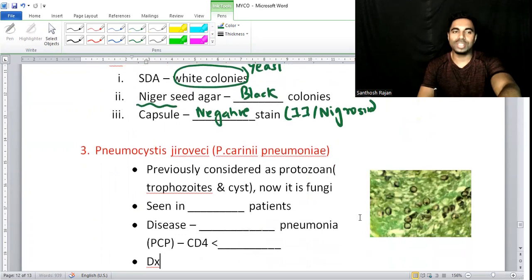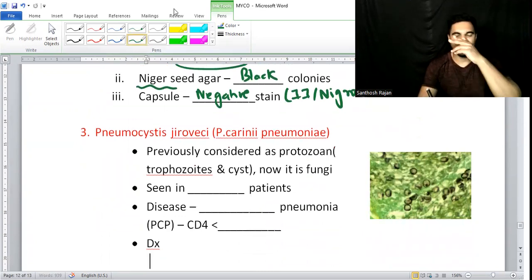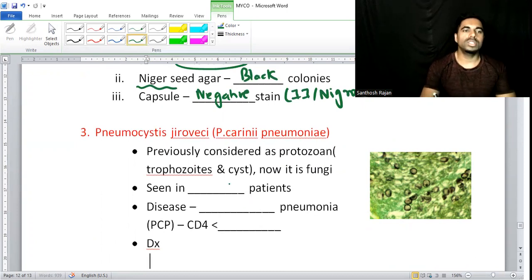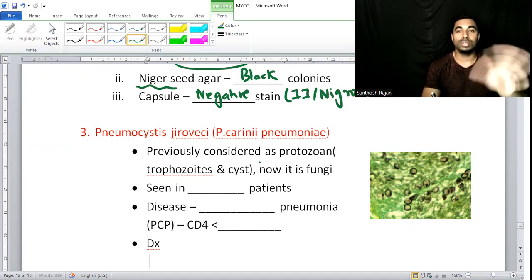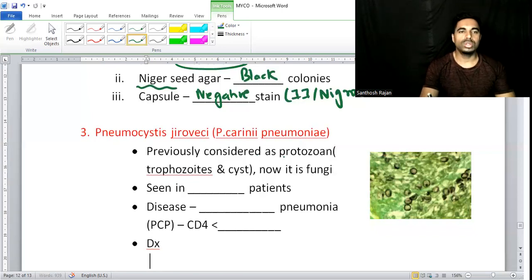Now let's go to another interesting topic, that is Pneumocystis. We are almost coming to the end, only three more left. Pneumocystis jirovecii, also called Pneumocystis carinii pneumonia. It was always confused between parasite and fungi. Now finally they have put Pneumocystis jirovecii under fungi. It was usually considered a protozoan because of the trophozoite and cyst forms, but genetically they have seen that it belongs to the fungi group.